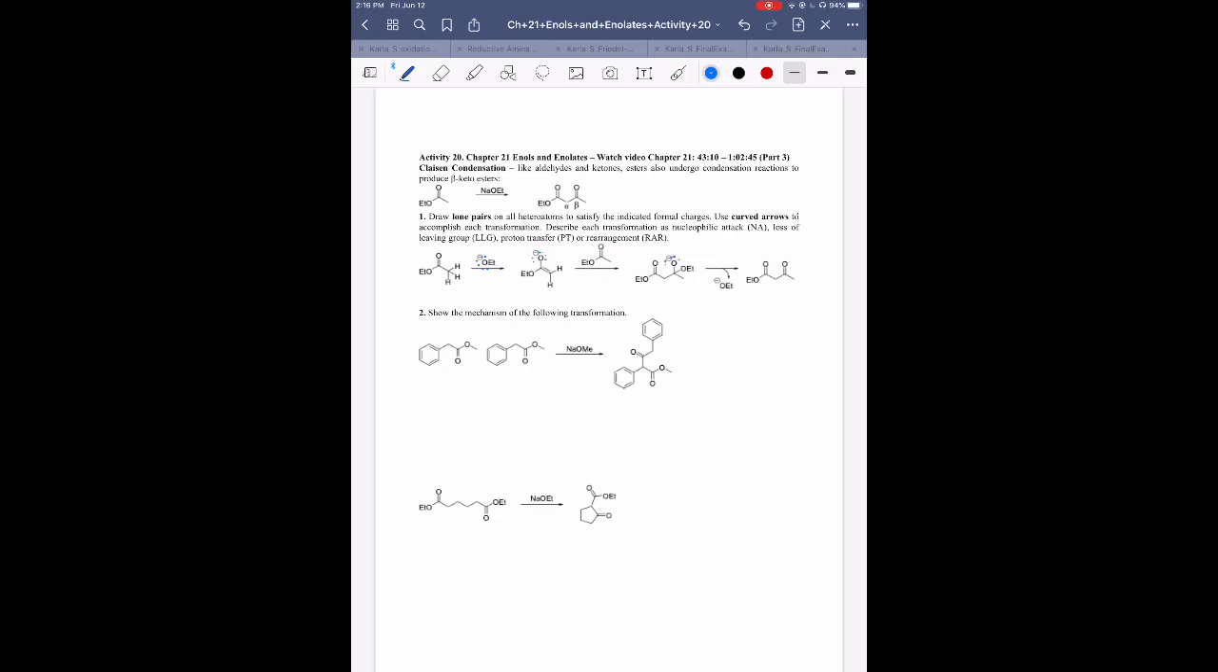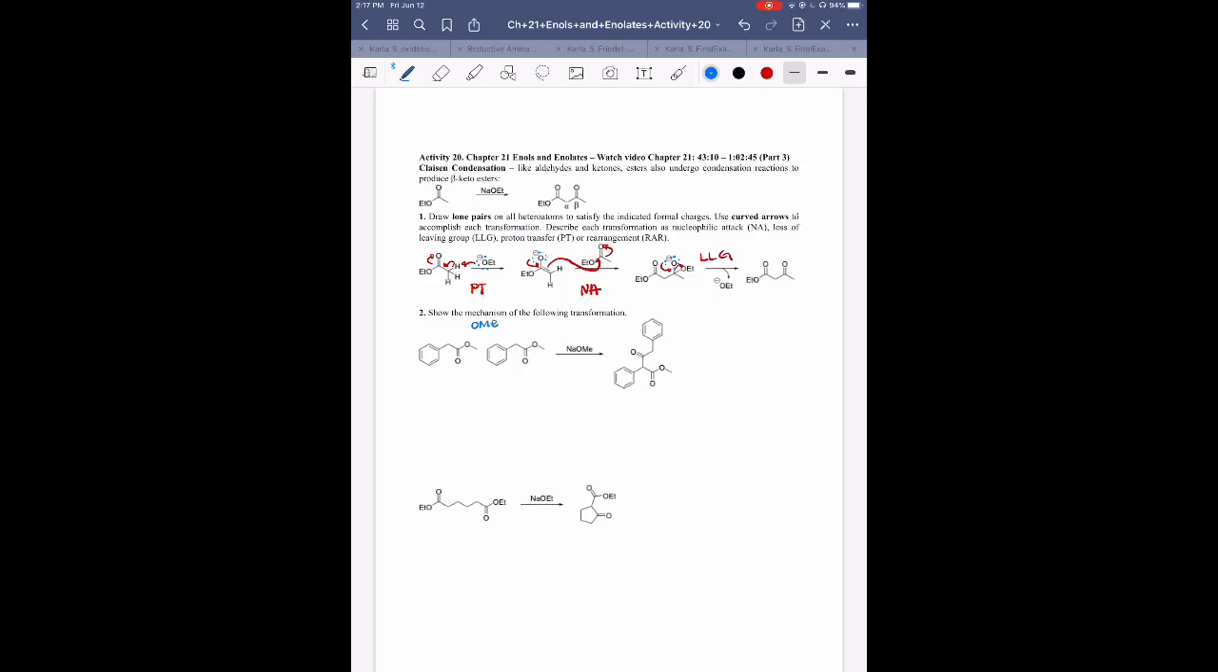So first, number one, we're going to have to draw our lone pairs on our heteroatoms, and we're also going to have to do our proton transfer, our nucleophilic attack, and our loss of leaving group. So first of all, let's draw all of our lone pairs around all of our heteroatoms. So we could do that on all the oxygens.